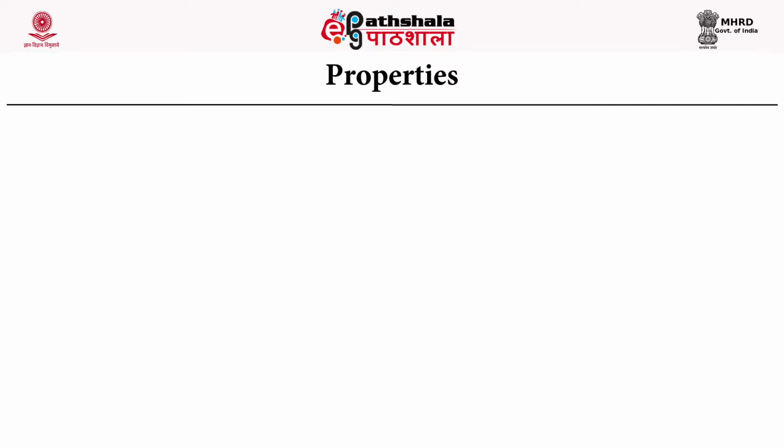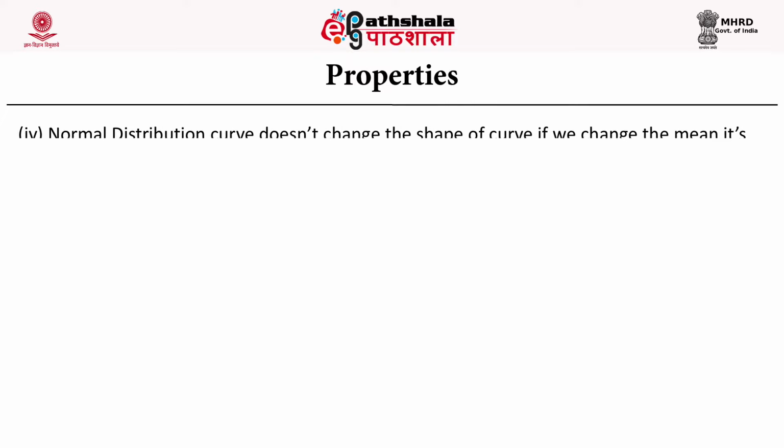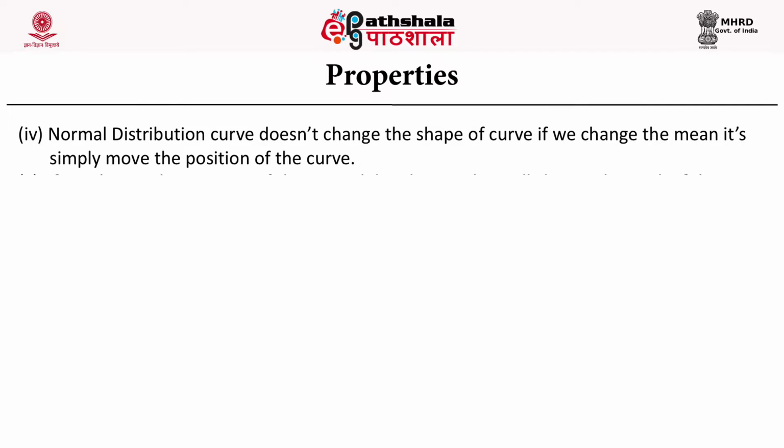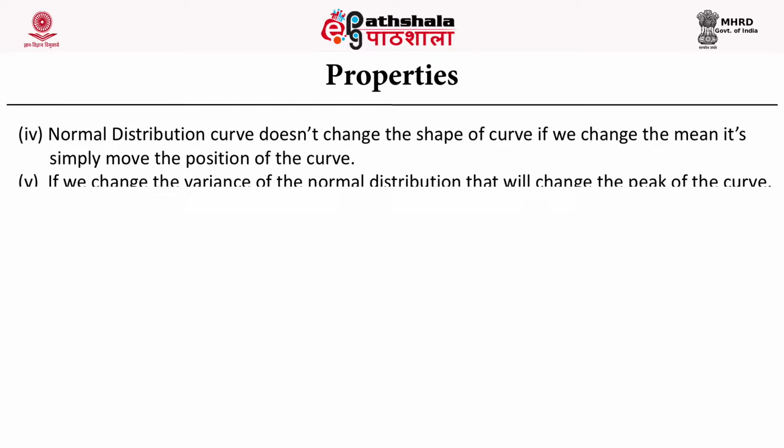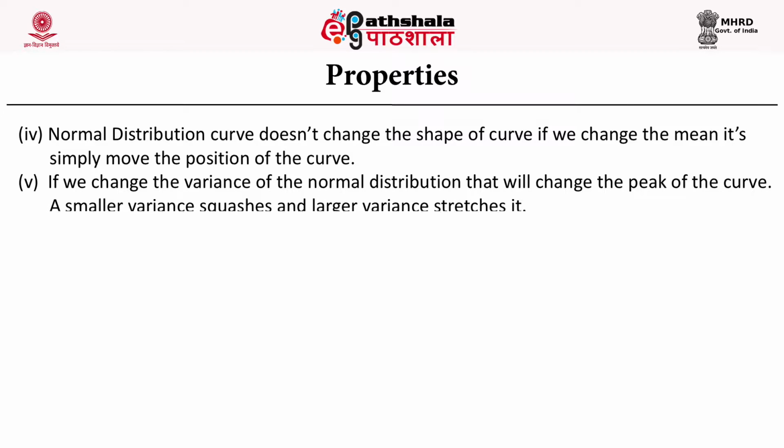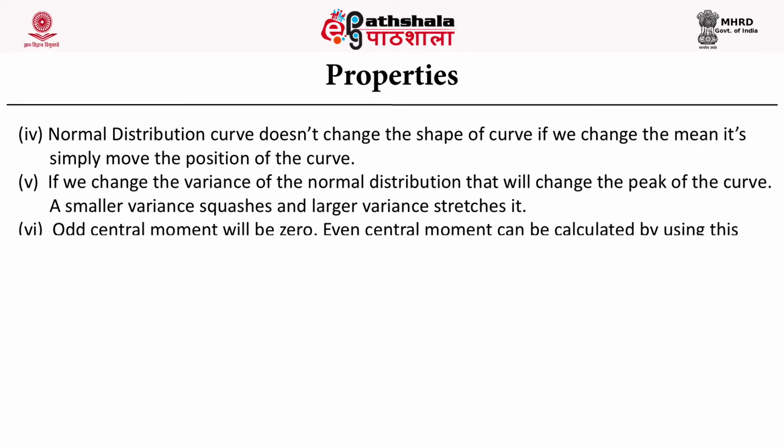The fourth property of the normal distribution is that the curve does not change shape if we change the mean, that is, we simply move the position of the curve. The fifth is that if we change the variance of the normal distribution, that will change the peak of the curve. A smaller variance squashes it and a larger variance stretches it. And the sixth property is that odd central moments are 0.